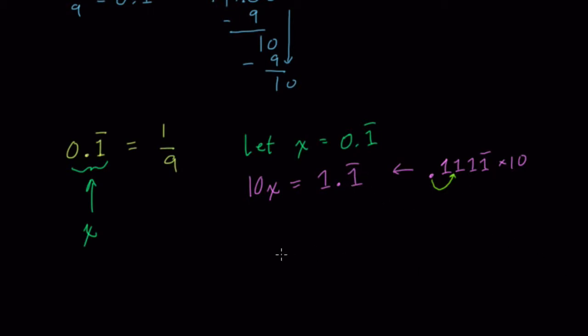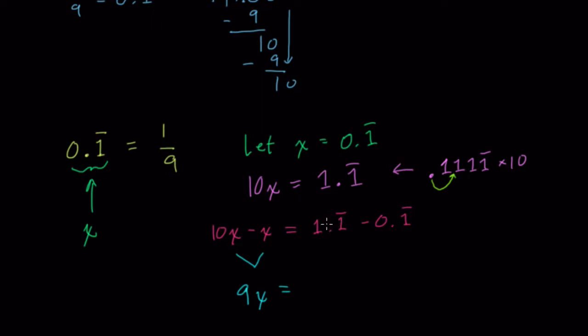What does this allow us to do? Well, we can think about what 10x minus x would equal in terms of algebra and also in terms of the number values. So here 10x equals 1.1, so I'm going to rewrite this with its numbers, 1.1 repeating, and x equals 0.1 repeating. So all I did on the left hand side here was write 10x minus x. On the right hand side I wrote that in with numbers. What is 10x minus x? Well, that's 9x. What is 1.1 repeating minus 0.1 repeating?